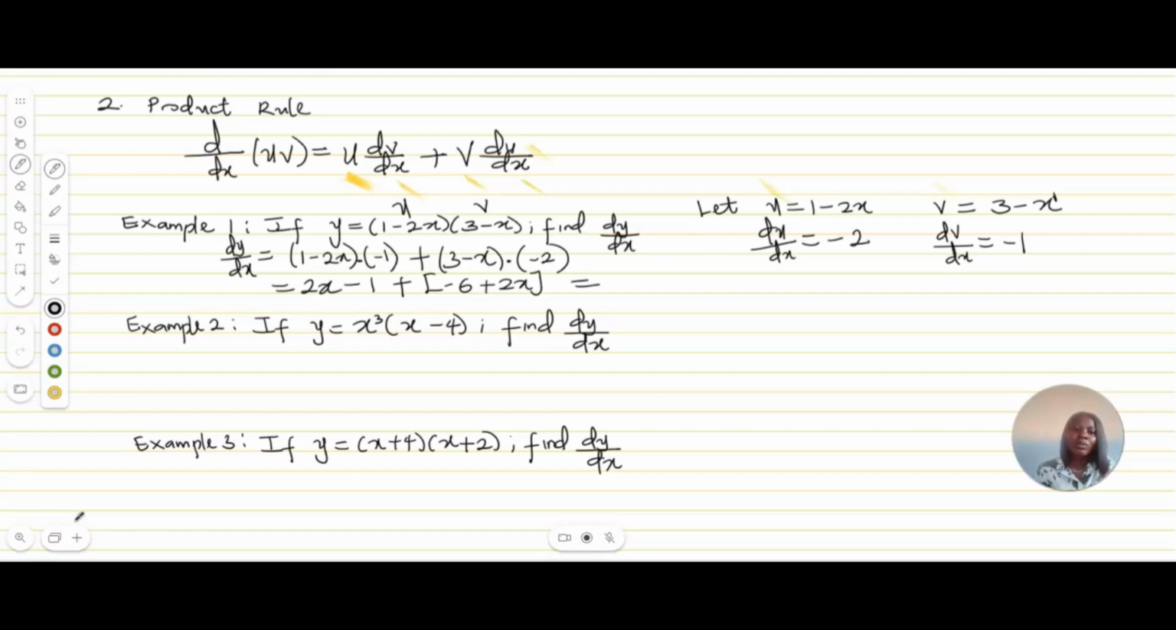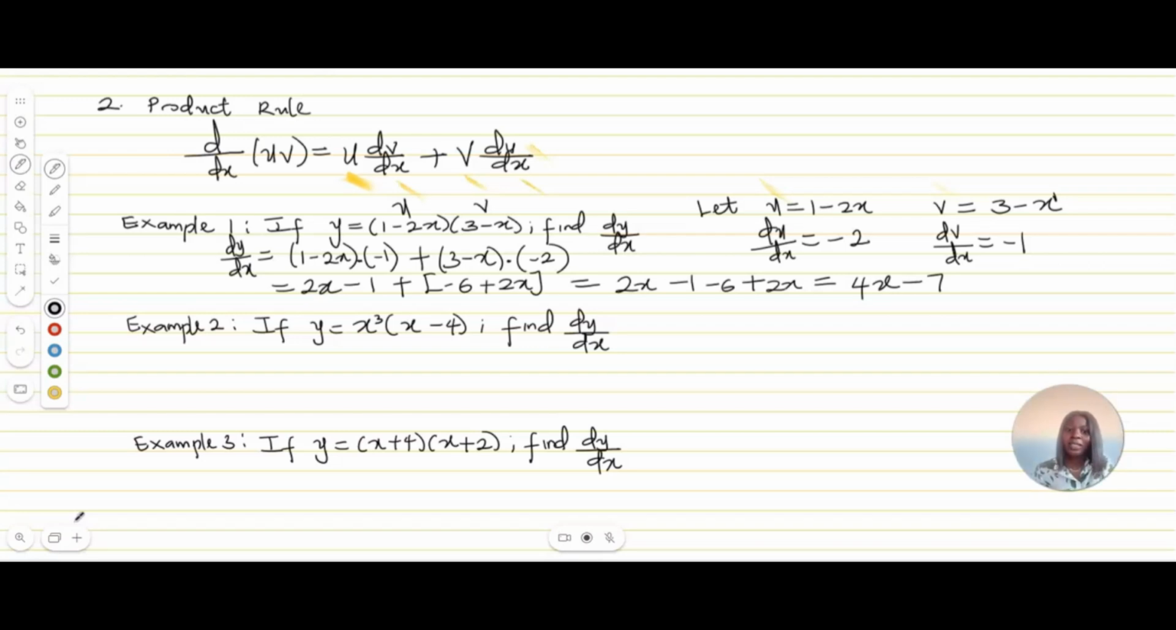So my final answer will simply be what? Starting off from here, 2x minus 1, minus 6, plus 2x. So my answer is simply what? This plus this is what? 4x, and this is negative 7. And that's my final answer.